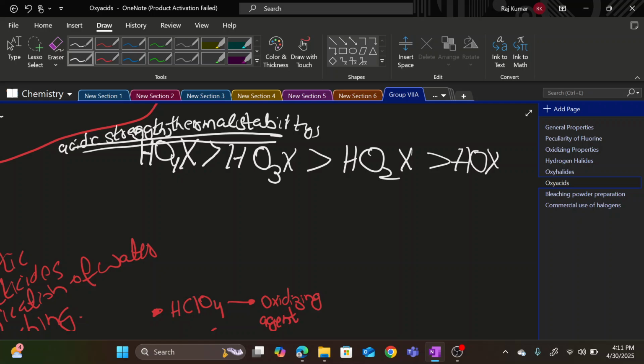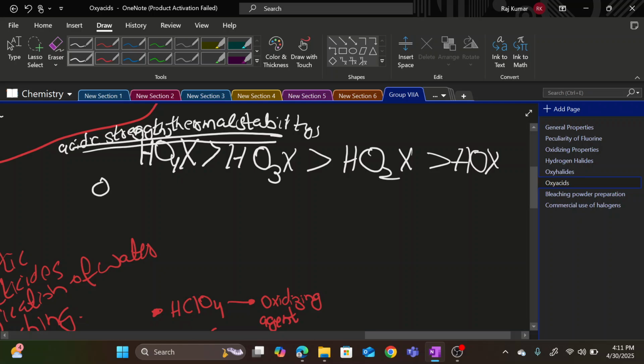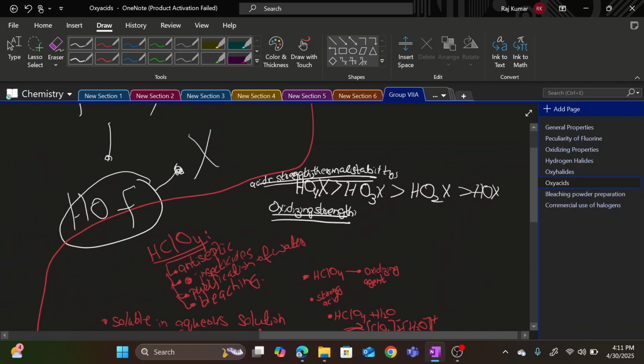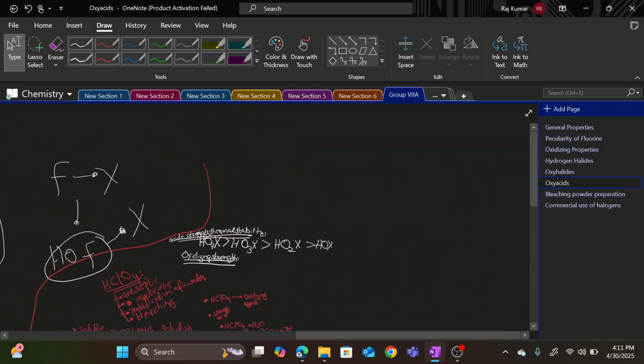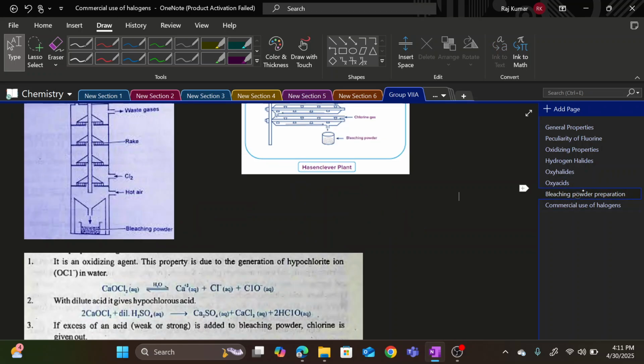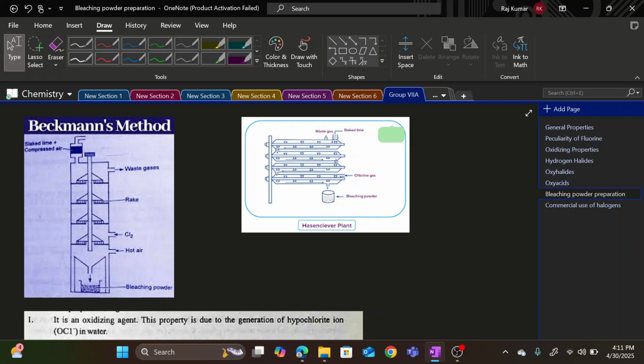And with that, the oxidizing power, the oxidizing strength, is also increased from perhalic acid to halic acid to halous acid to hypohalous acid. So these are certain points about the oxyacids. Now let's just move on to our final topic, which is bleaching powder.